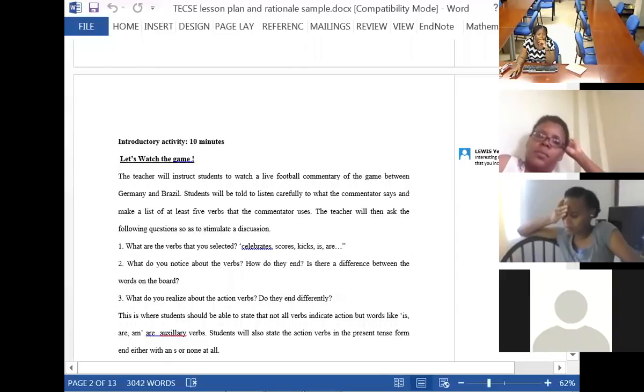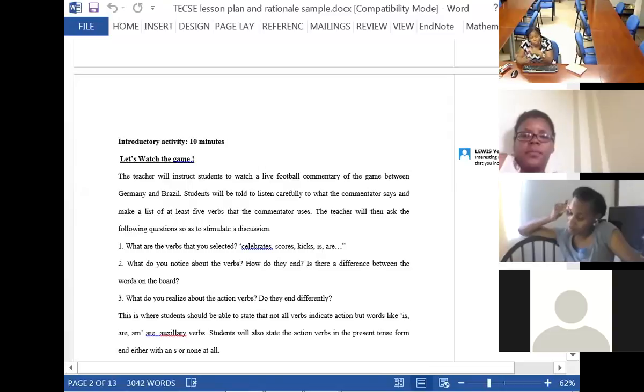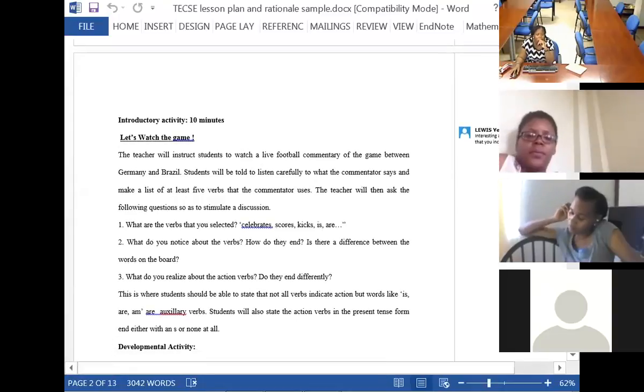Students will be told to listen carefully. Students will listen carefully. That is the whole idea. It's about moving ownership away from the teacher to the student, making them the center.